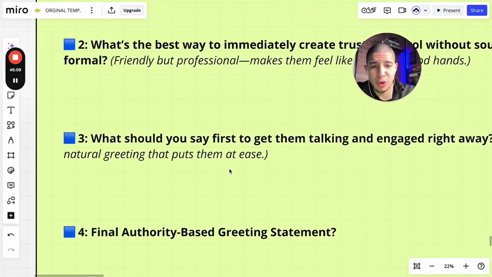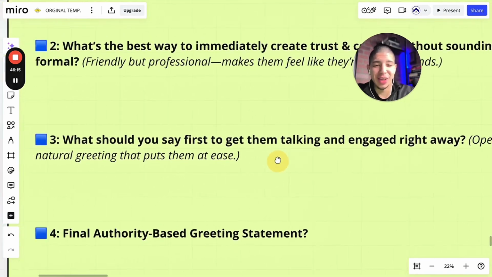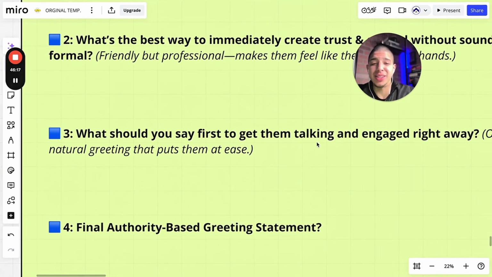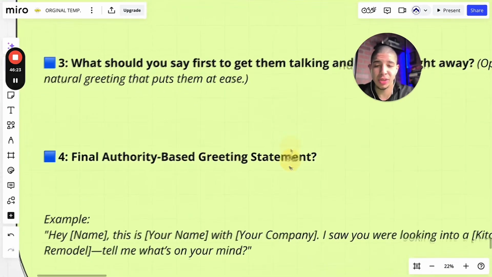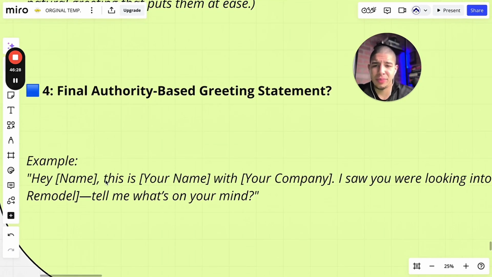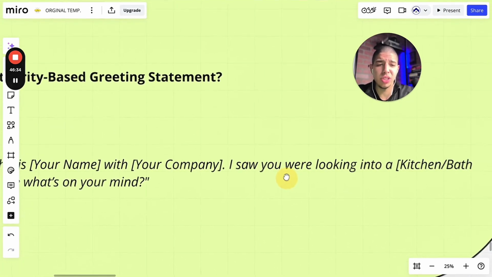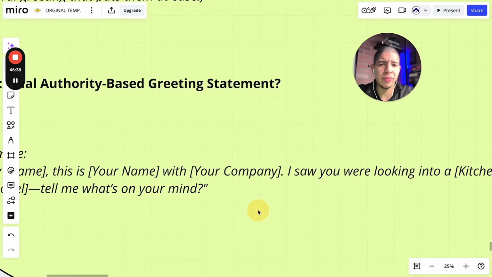What should you say first to get them talking and engaged right away? Man, an open-ended, natural greeting that puts them at ease, right? And again, this depends on where you live and what kind of people you're dealing with. Personally, I'm in Boston, so you've probably heard some things about Boston. Anyways, hey Matt, this is John with Crown Contractors. I saw you were just looking into a bathroom remodel. Tell me what's on your mind.